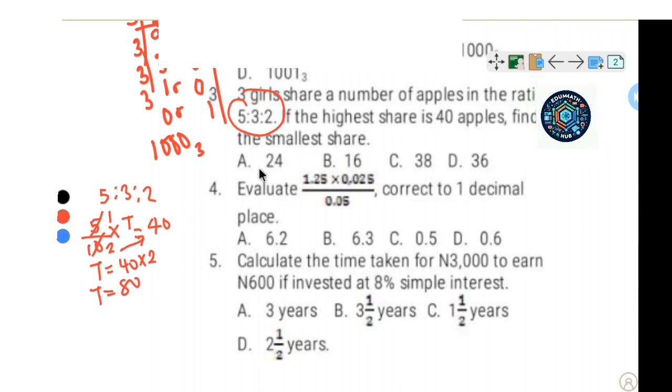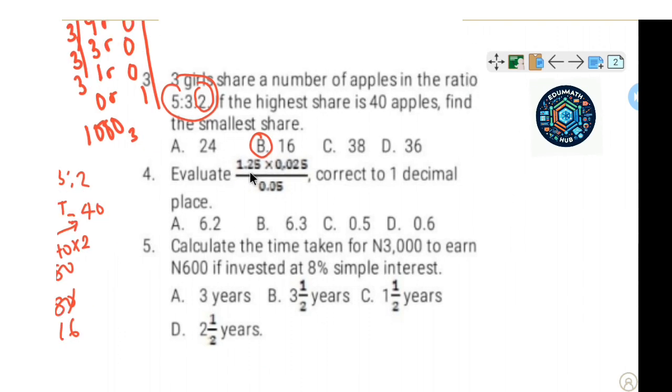So you have to find the smallest share. The smallest share will be for the person that has the smallest ratio. So this person that has the ratio of 2 is the person with the smallest ratio. So our own share will be 2 divided by the total ratio, 10, then times the number of apples that were shared, that's 80. Then 2 times 8 will give you 16. So our own share will be 16 apples. So let's move on to number 4.